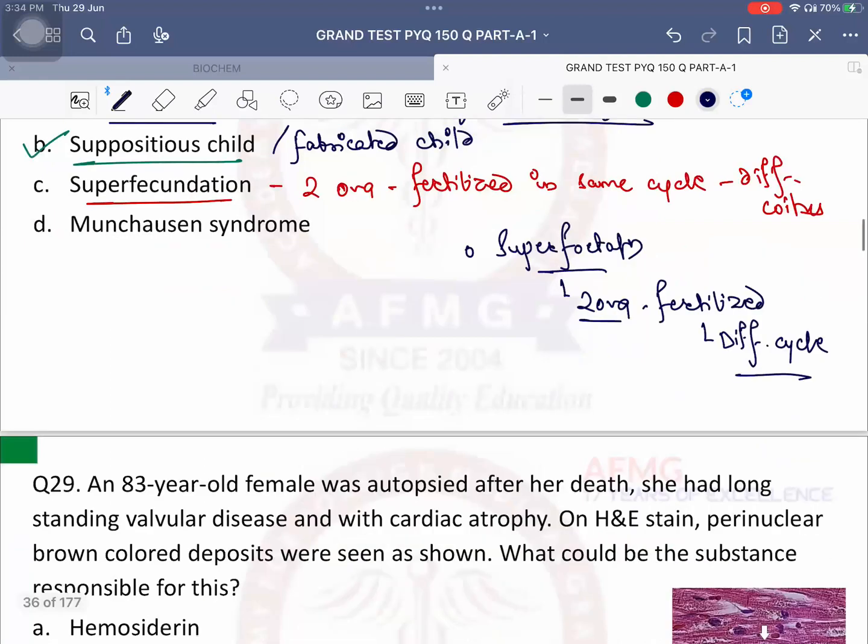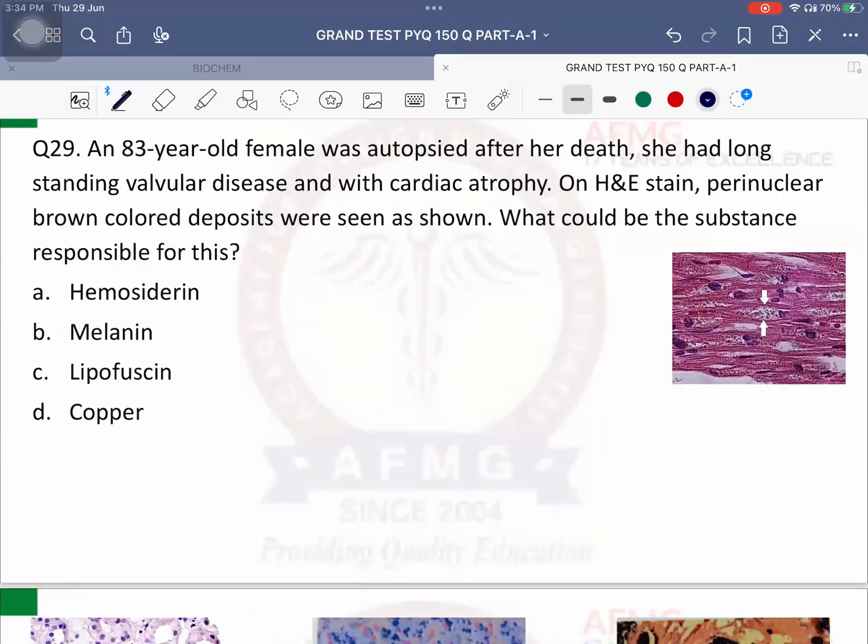So the question number 29, the easiest one. An 83-year-old female was autopsied after her death. She had long-standing valvular disease and cardiac atrophy. Why? Definitely due to aging. How old is she? 83, right. So definitely there is a stain, that is hematoxylin and eosin stain, showing perinuclear, around the nucleus, brown color deposits with image.